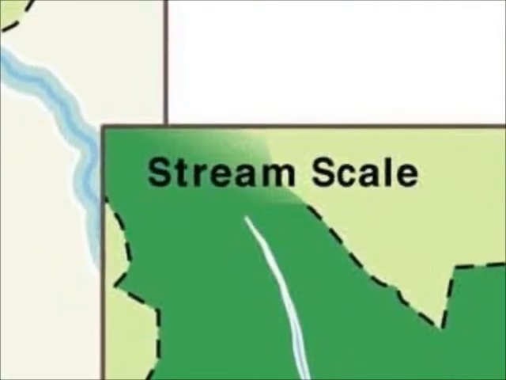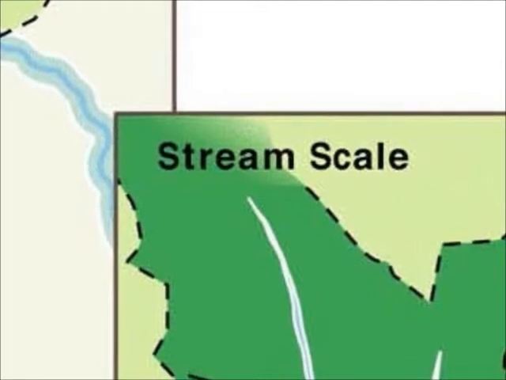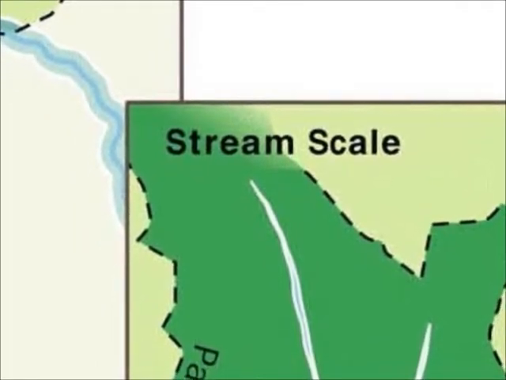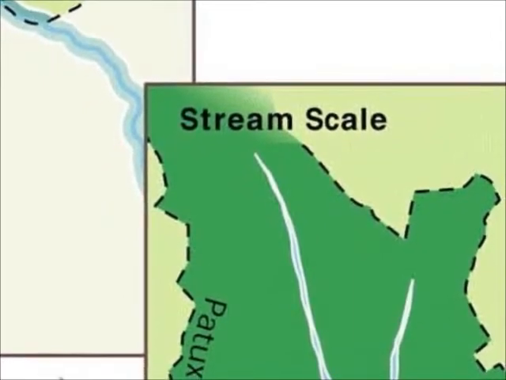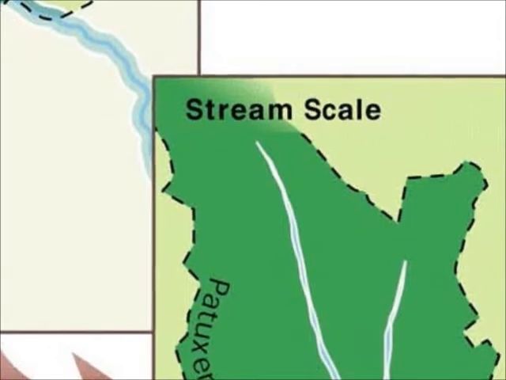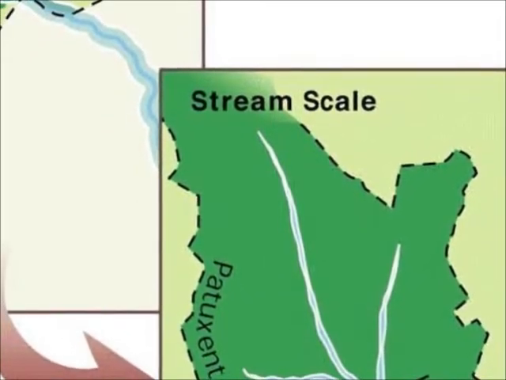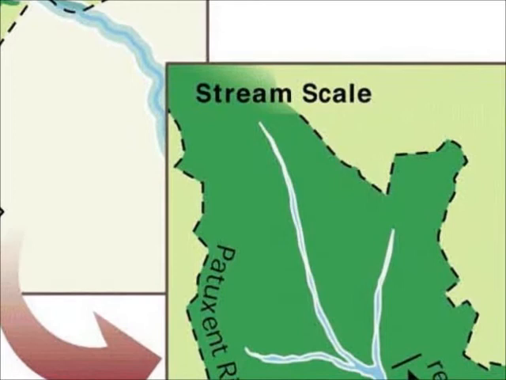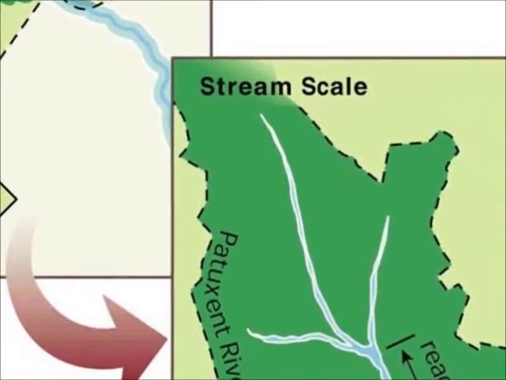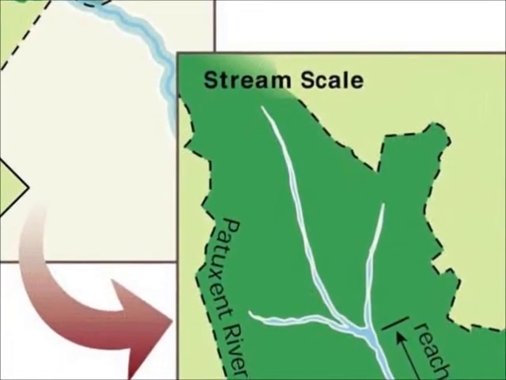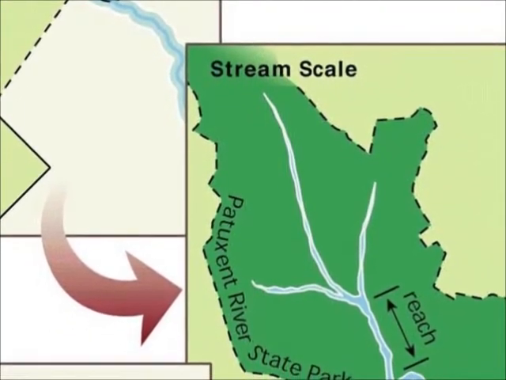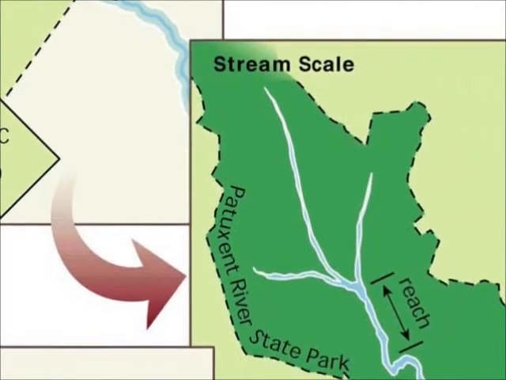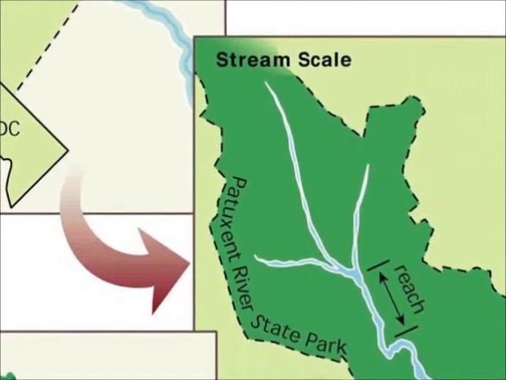Moving to the stream scale, one of the things we see is that now we're no longer considering the entire watershed for a specific tributary to the Chesapeake Bay, but we're considering now a little portion of the stream corridor that passes through from the headwaters of this stream all the way through to the Chesapeake Bay. So at the stream scale, what we're considering are the tributaries to the Patuxent River, and again we're considering now a finer and finer level of detail as we move from the stream corridor scale to the stream scale.